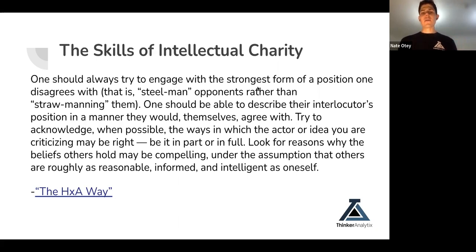People who do marriage counseling will tell you the same thing, although I've never done marriage counseling. They seem to know that that's a useful skill. And then finally, look for reasons why beliefs others hold may be compelling, under the assumption that others are roughly as reasonable, informed, and intelligent as oneself. A different professor we work with at Harvard says, try not to assume that other people are stupid, evil, or deranged.